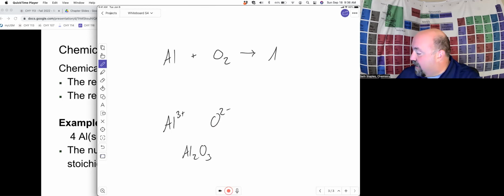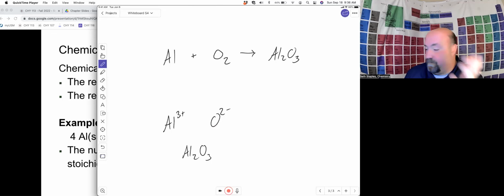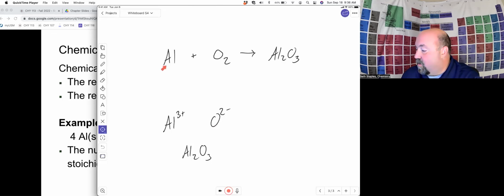And so we need Al2O3 over here on our product side. Now we have a problem, right? Law of conservation of mass tells us that the number of atoms cannot change. We have 1 aluminum here, but now we have 2 over here. Where did that extra aluminum come from? Can't just come from the sky, can't come from nowhere.